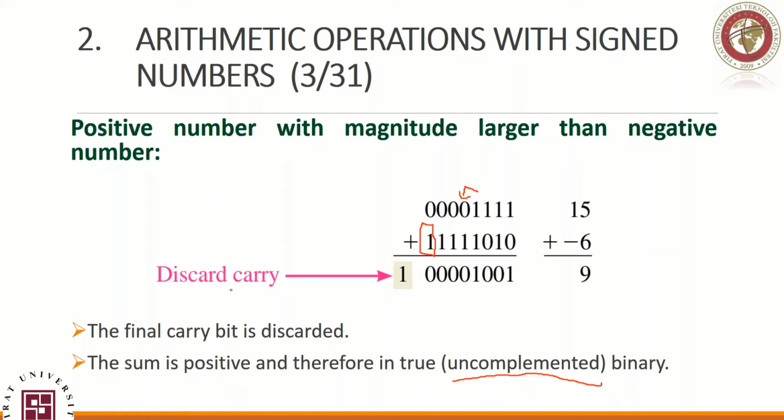This is what we call carry, and in this case, we discard it. Discard it, that means we ignore it. It's irrelevant to us. This will be the outcome. Okay? Now this is the case. One of these values is the positive one, which is larger than the negative one. This is an extremely important case. We discard the sign bit.